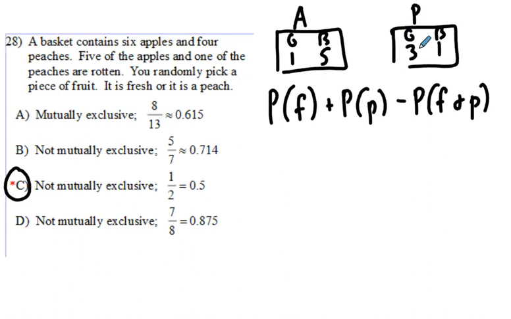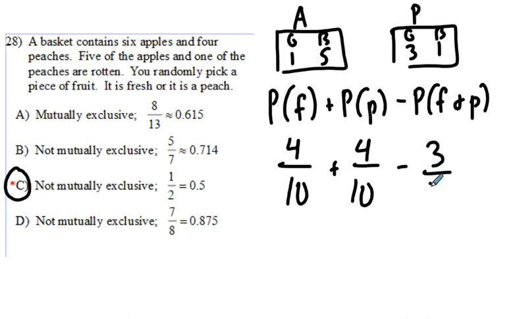Probability that it's fresh, or good, well, that would be 4 out of 10. Plus the probability that it's a peach. Peach is 4 out of 10. Minus the probability that it's fresh and a peach, which is good and a peach. Well, that's 3 out of 10. If I add that together, I'm going to get 5 out of 10, which is 1/2, which is why you're getting not mutually exclusive. So there you go.